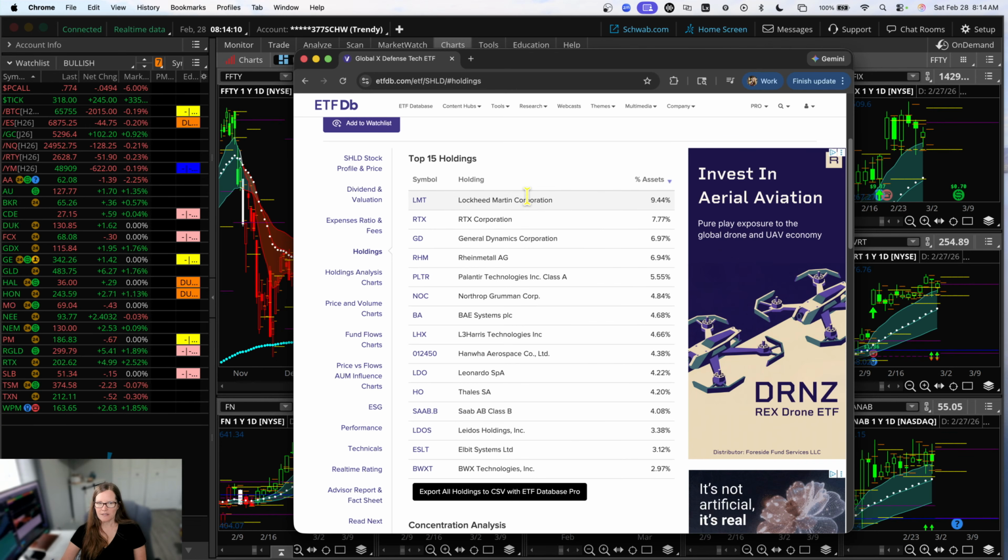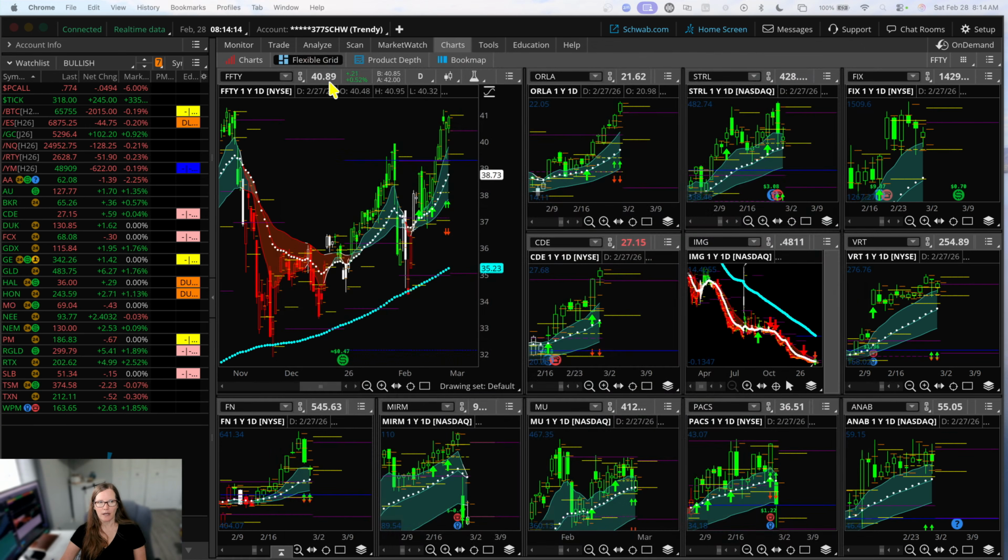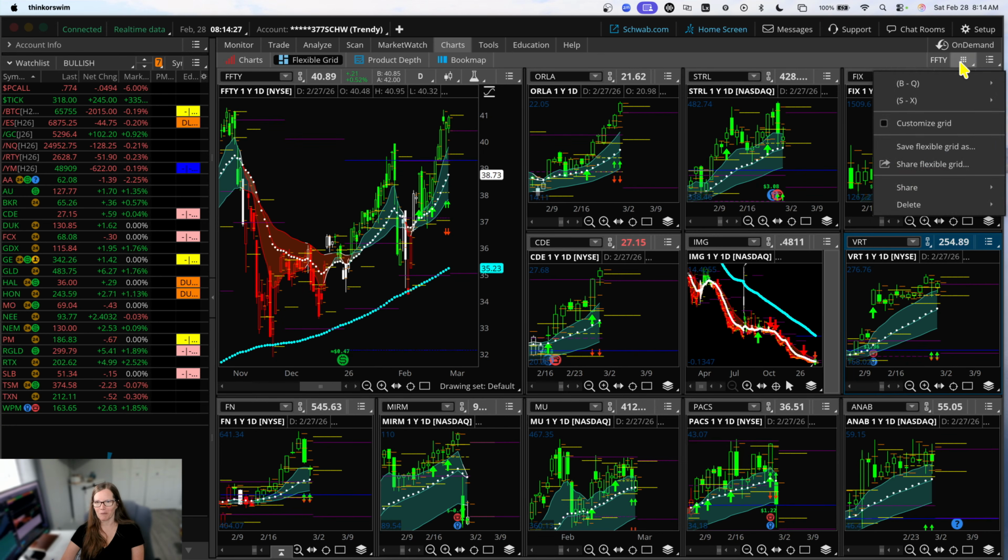If this was something that I regularly traded, I would build a flex grid using it, putting SHLD here and then putting the top names in that sector right here. But it's not something that I typically would be tracking, so I'm not going to make a list of it. But let's look at XLP.